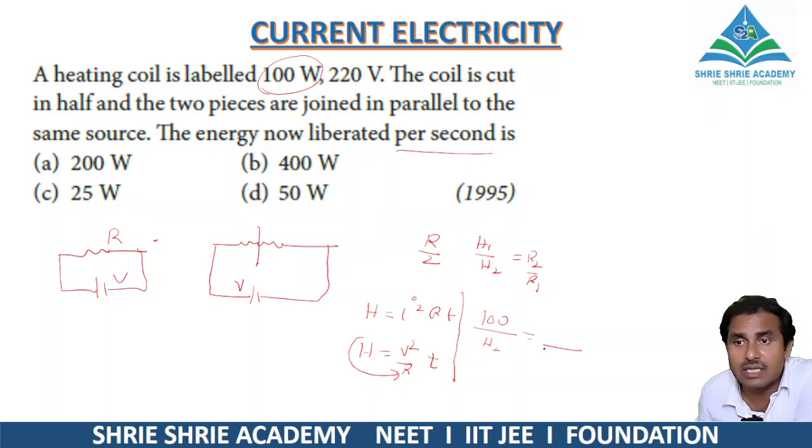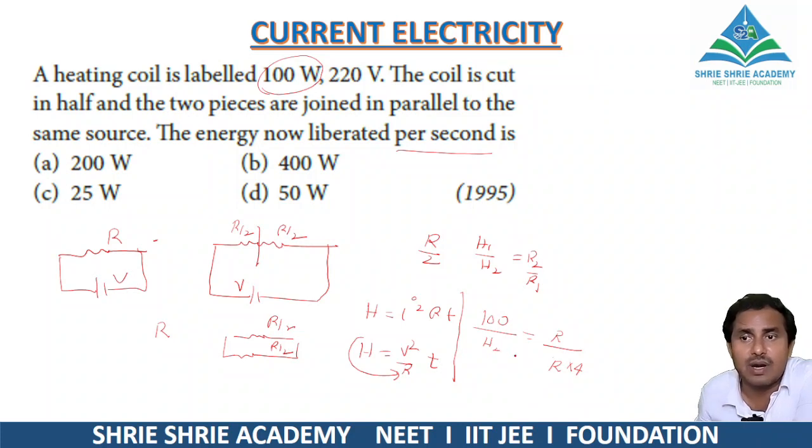In the first condition the resistance was R. In the second condition, they cut it into two parts and joined them in parallel. So each part's resistance will be R by 2 and R by 2. Divided into two parts and joined in parallel means the new resistance: the first resistance was R, and now this is R by 2 and this is R by 2. Both in parallel connection means you get R by 4.